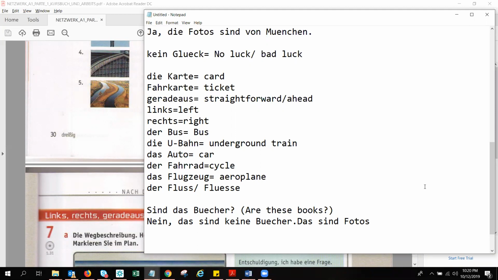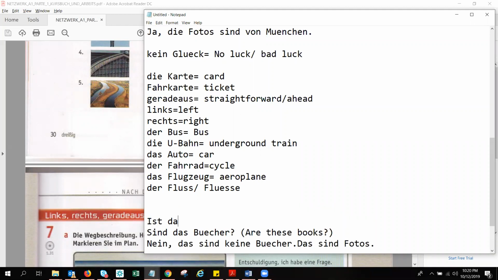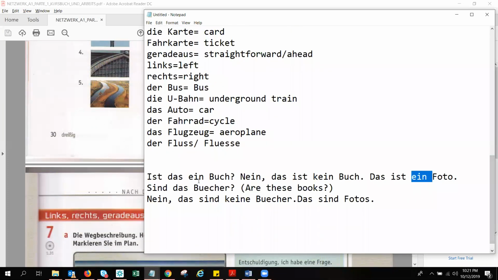Because in singular, if I say this in singular, it would be ist das ein Buch. Is this a book? So this is singular. Nein, das ist kein Buch. Das ist ein Foto. So for singular, I can use the indefinite article here. Is this a book? No, this is no book. This is a photo. Are these books? No, these are no books.